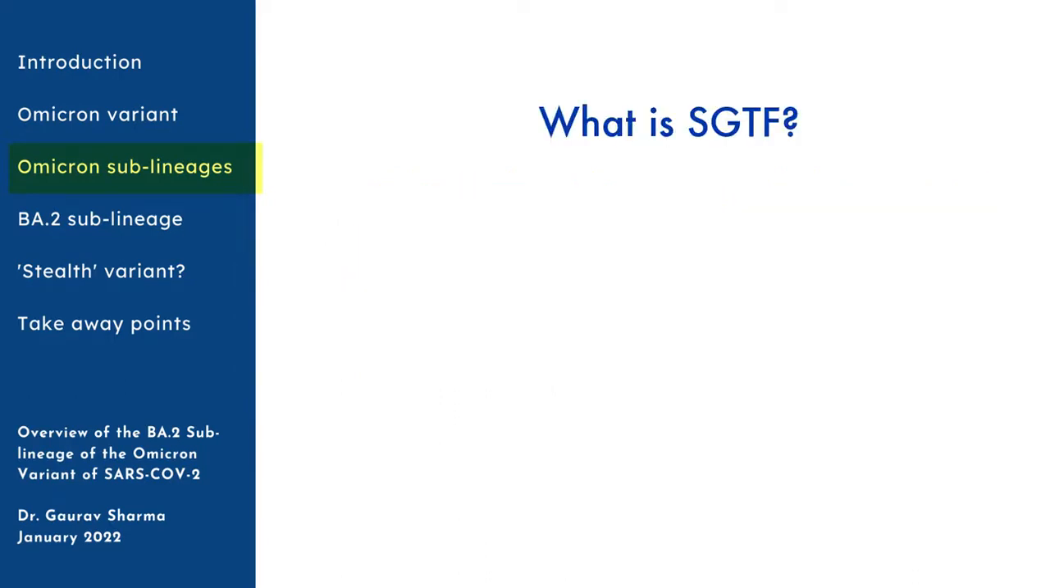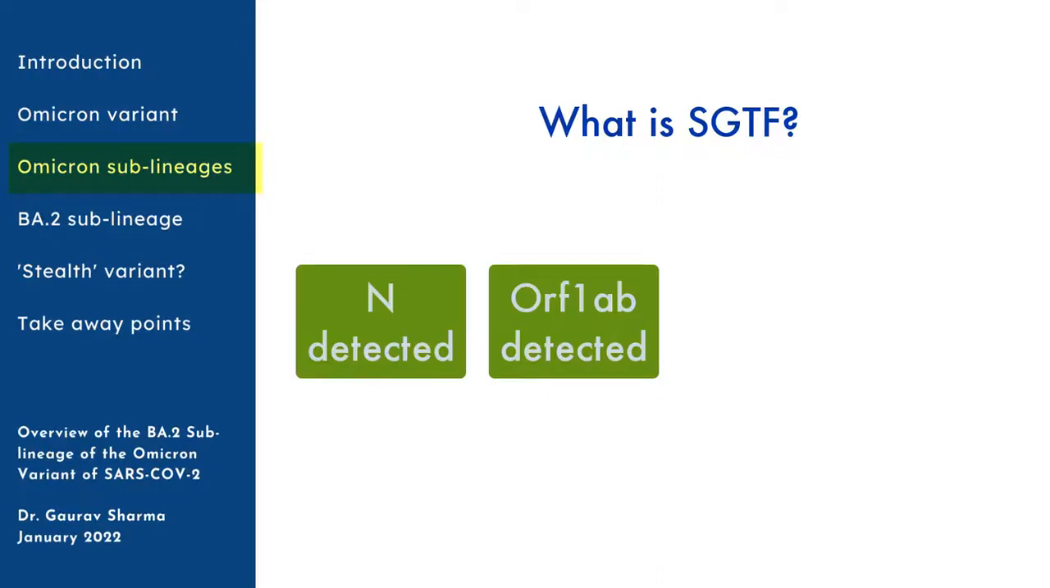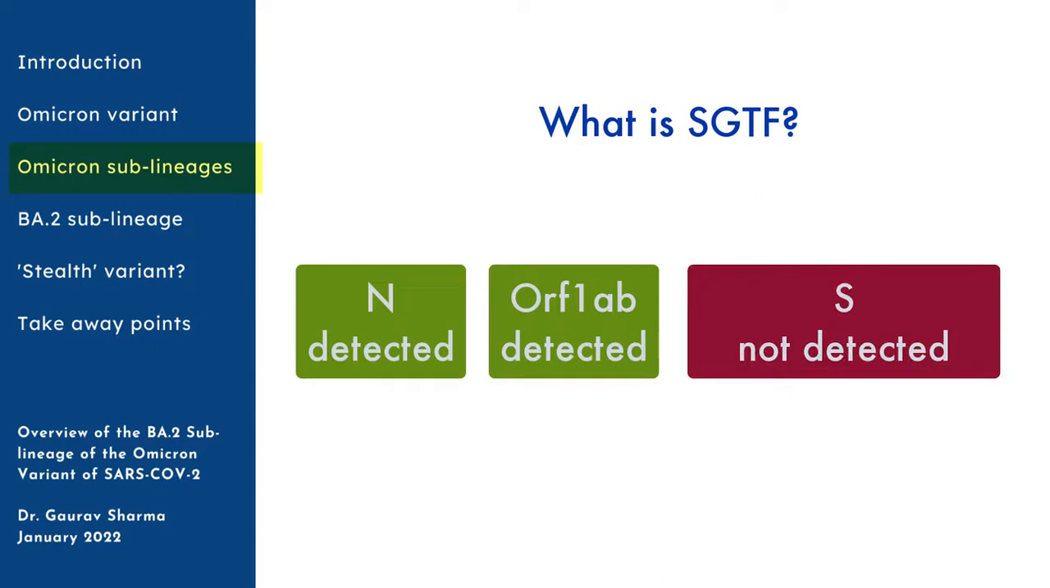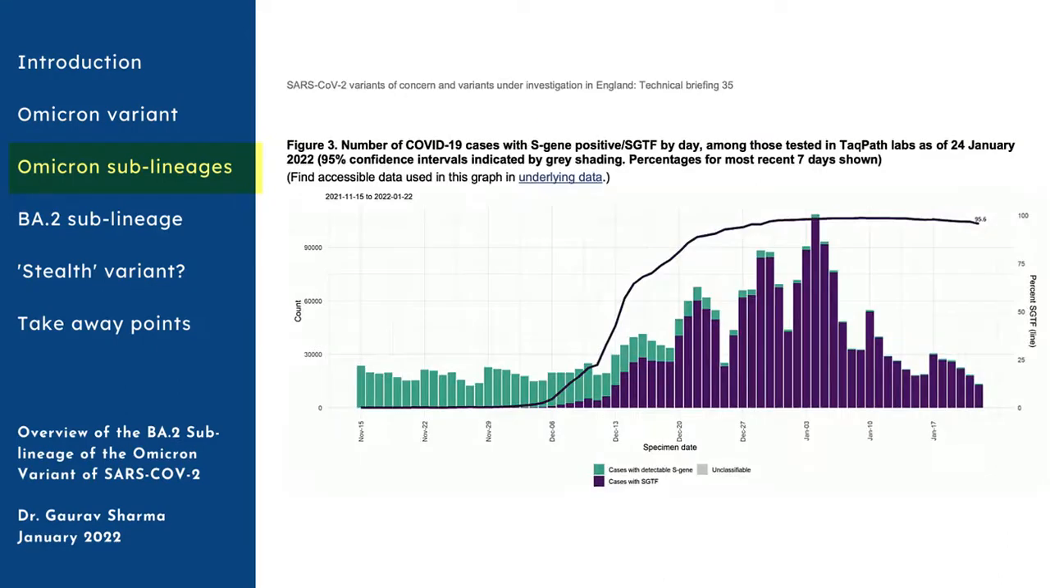SGTF is defined as a PCR test where the N and ORF1 genes are detected, but the S gene is not. In certain parts of the world, SGTF rates were used to track the replacement of the Delta variant by the Omicron variant, most of which were of the BA.1 sublineage.